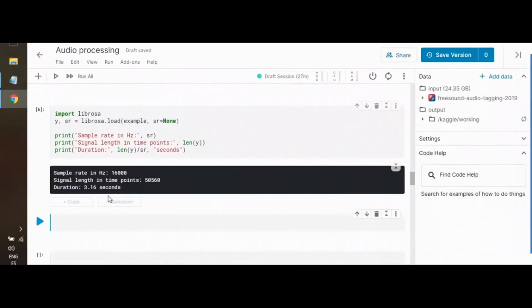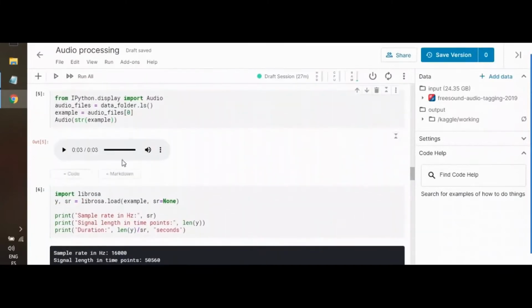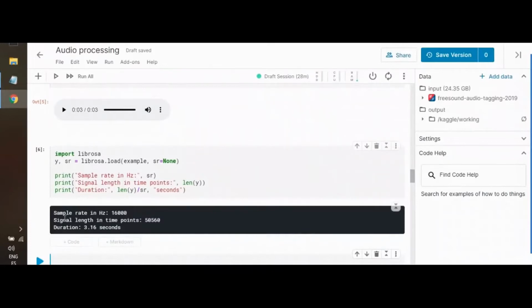So we have that the sample rate of this audio file is 16,000 Hz, that the number of time points that you have in the time series is this amount, and you have this amount for the duration of the audio file.